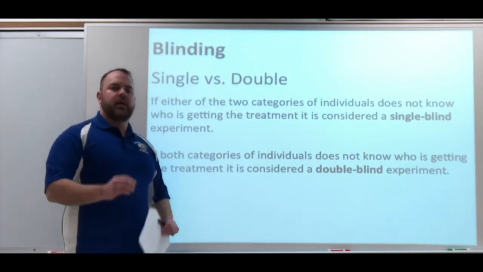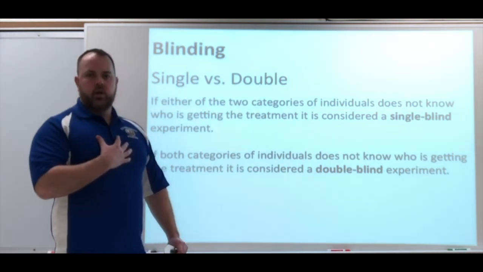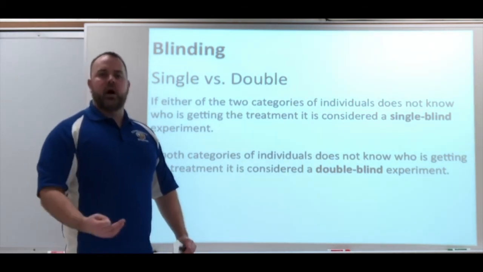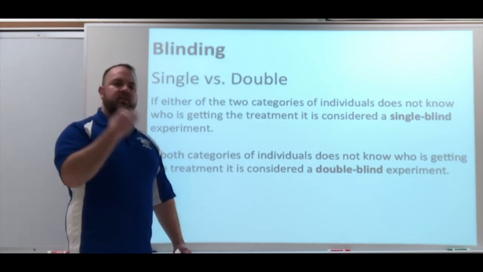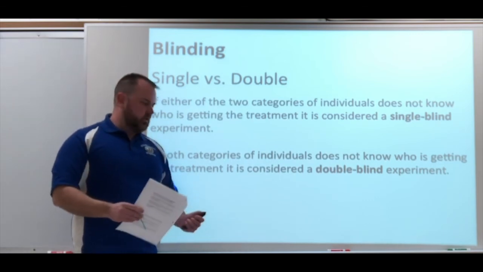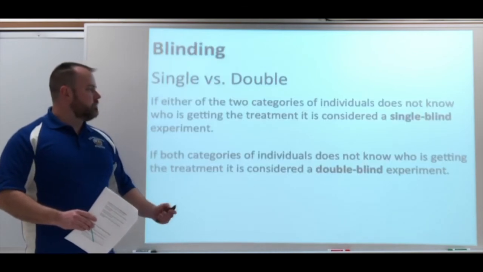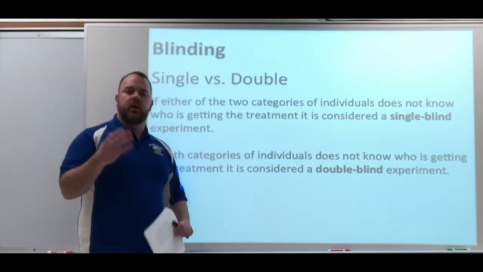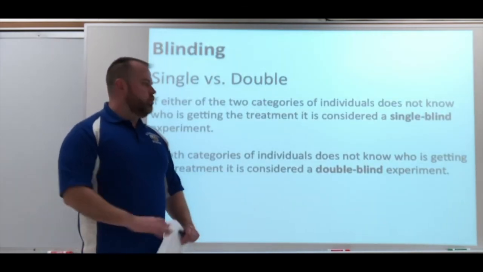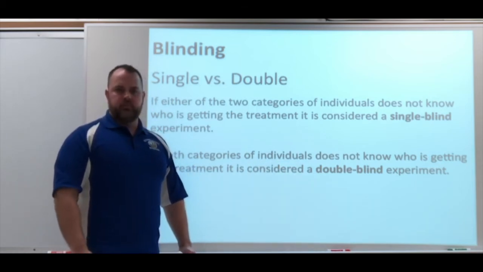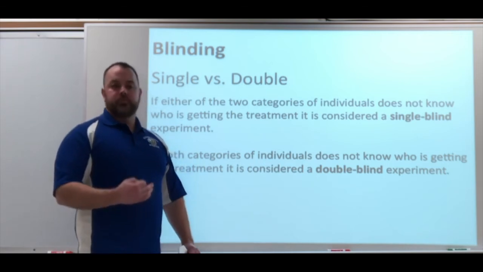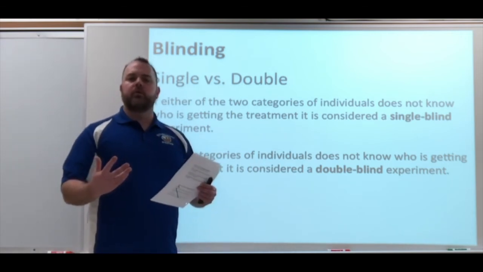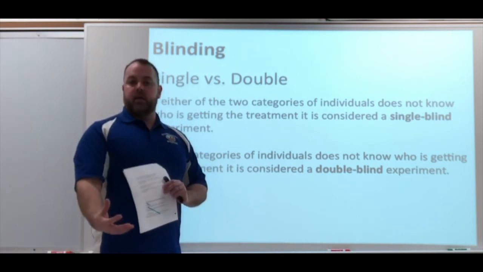And this is important if the researcher could have any influence on the response. If the researcher is going to be recording things and they could, consciously or subconsciously, have an effect on the response, you want this to be a double-blind study. So let's say the researcher is looking at a supplement for pain relief.